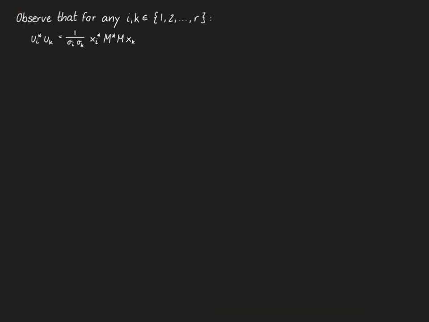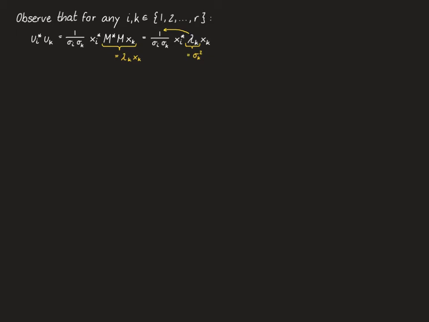Observe that with this definition, for any two indices i and k in the set from 1 through r, we can write the product of ui star and uk as 1 over sigma i and sigma k times xi star M star M xk, which by the definition of the eigenvalue of M star M is equal to 1 over sigma i and sigma k times xi star times lambda k times xk, where we can again pull out the scalar lambda k, and by definition lambda k is equal to sigma k squared.